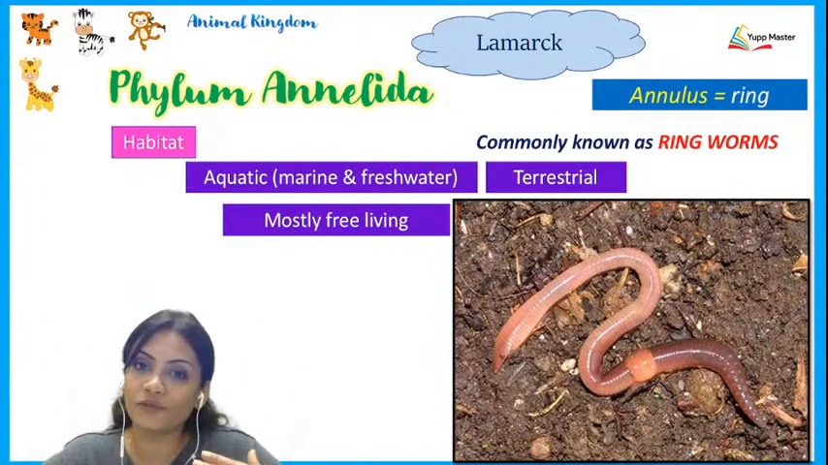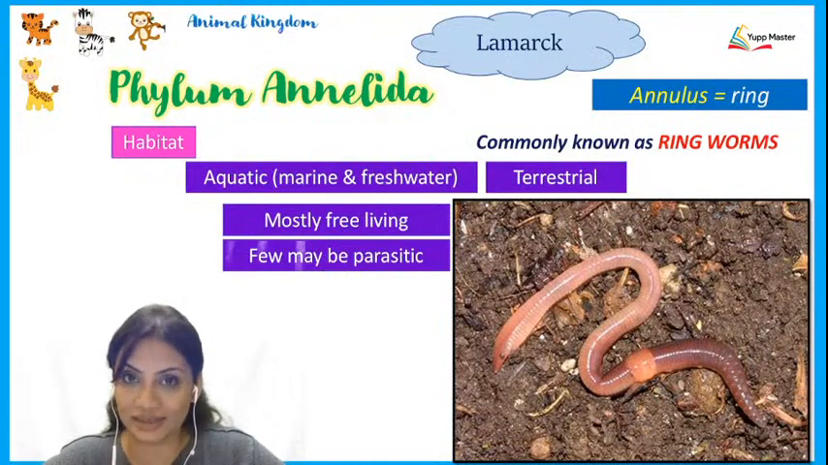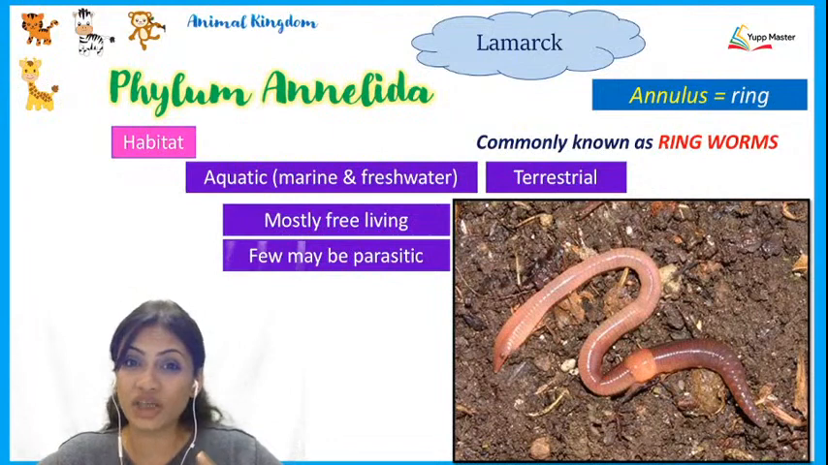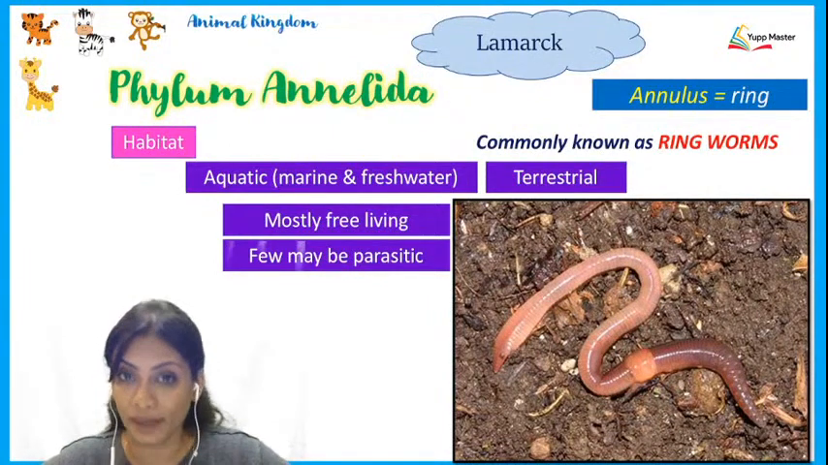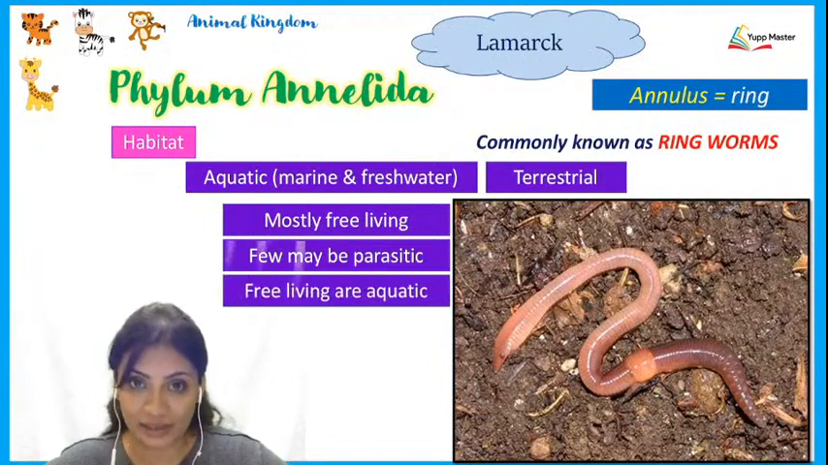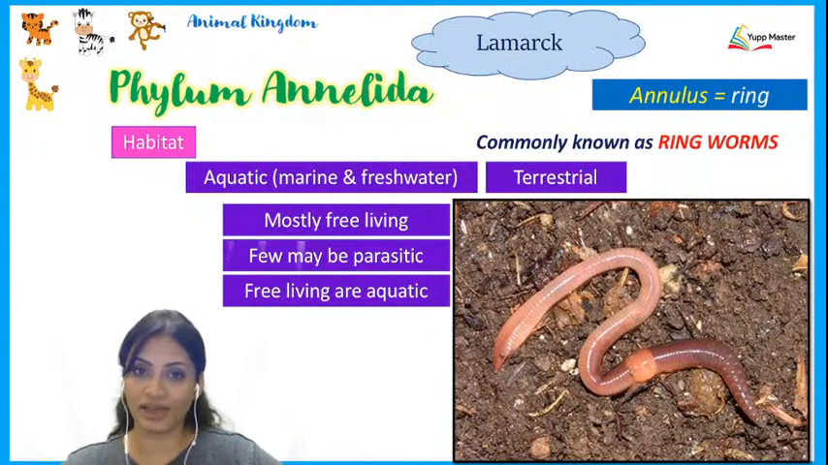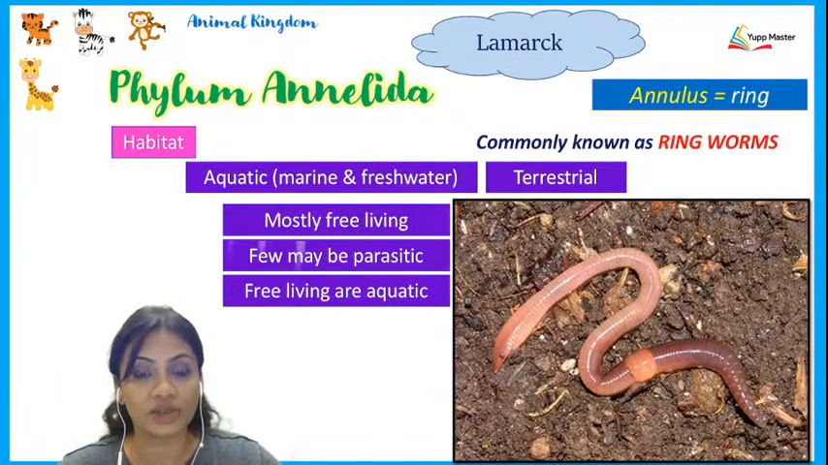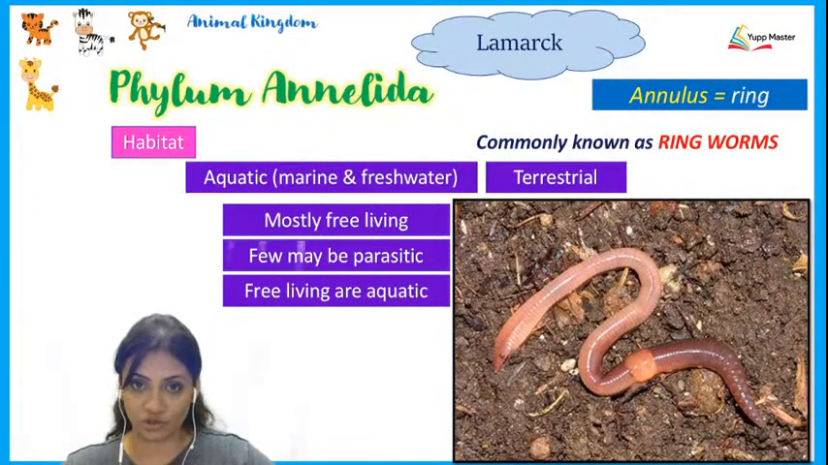Along with free living, very few of them may be parasitic. Have you heard of leeches? Leeches are examples which are parasitic because they feed on your blood. So, few may be parasitic, but the ones which are free living are mostly aquatic. So when we're talking about an animal belonging to the phylum Annelida, they may be aquatic or they may be terrestrial.